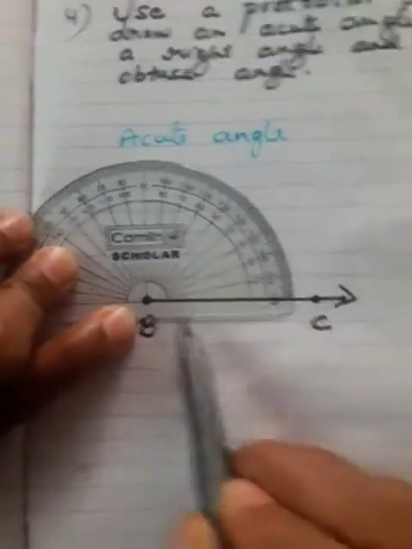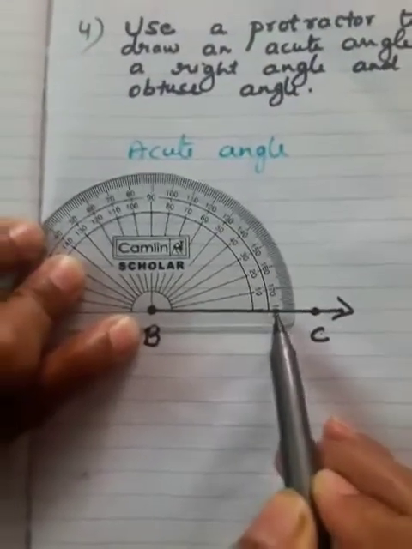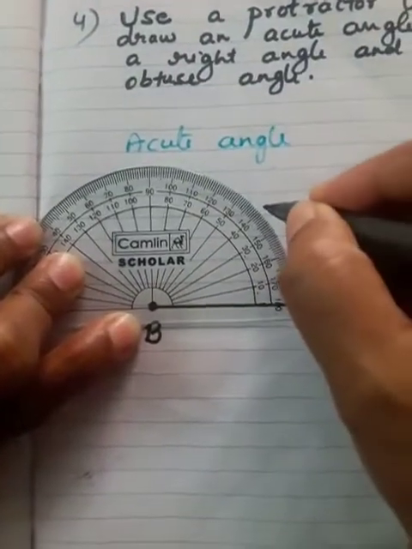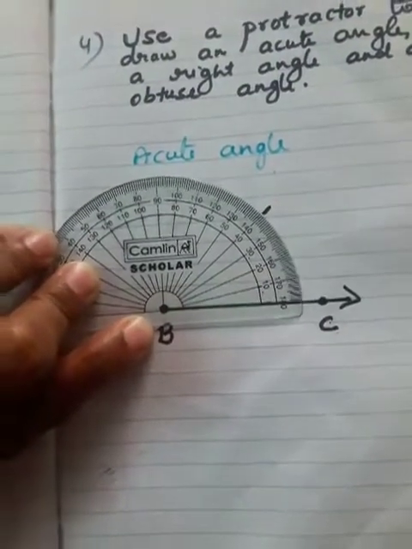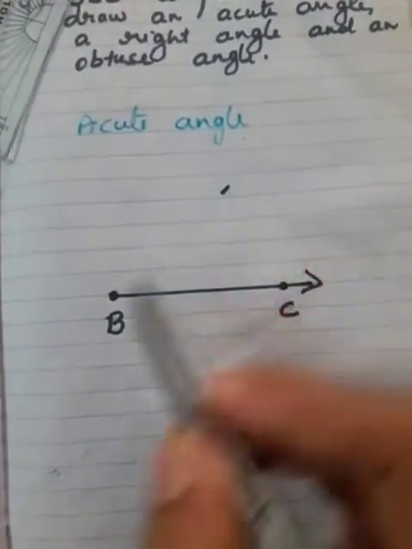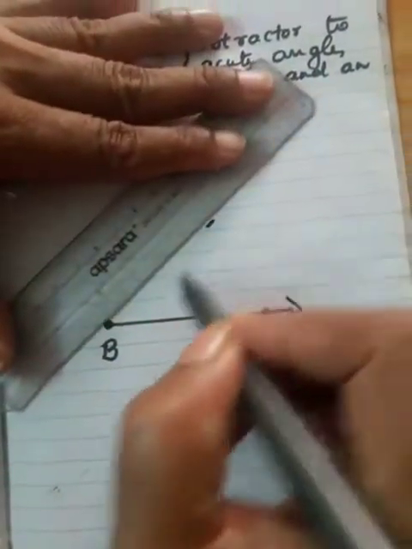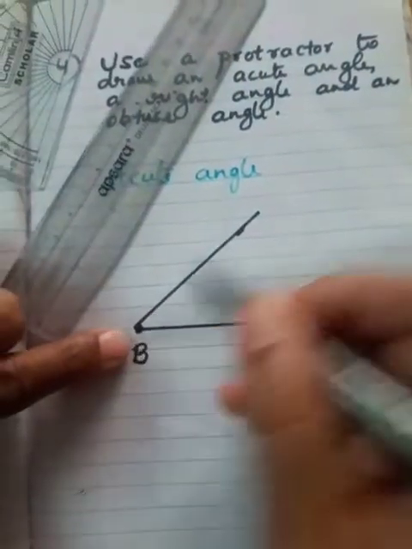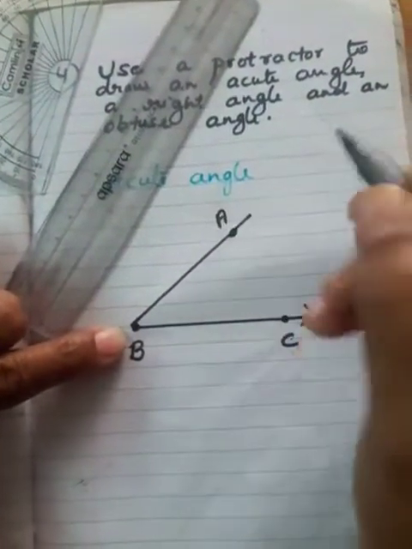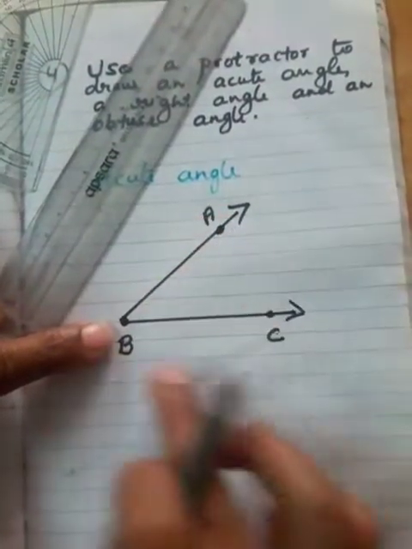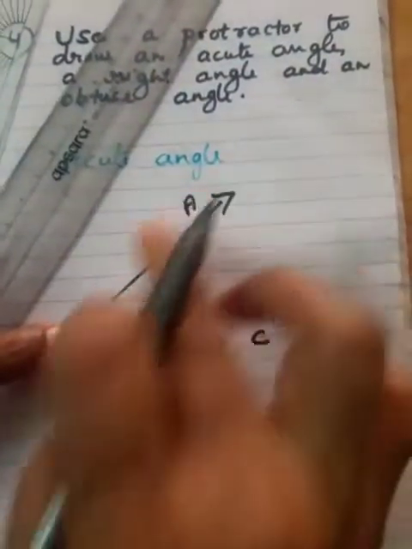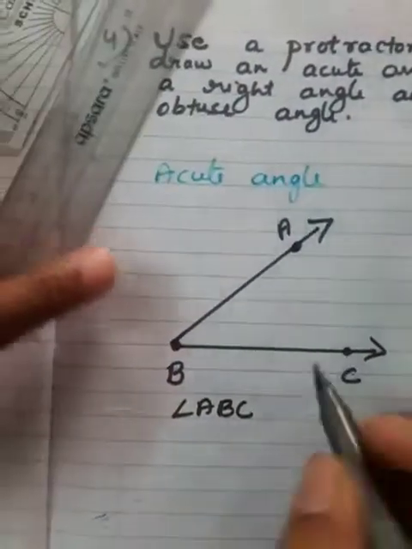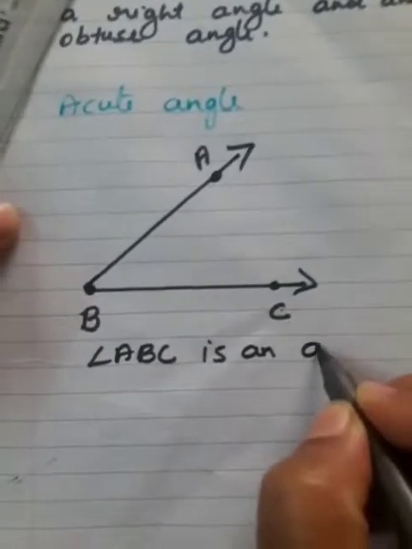Okay, so now what to do? First start from 0 degrees, this is 0, then 10, 20, 30, 40. So mark at 40 degrees. Okay, now join this point and B. Suppose I name this point A. So this is ABC. Angle ABC is formed. So it is an acute angle. So angle ABC is an acute angle, correct?